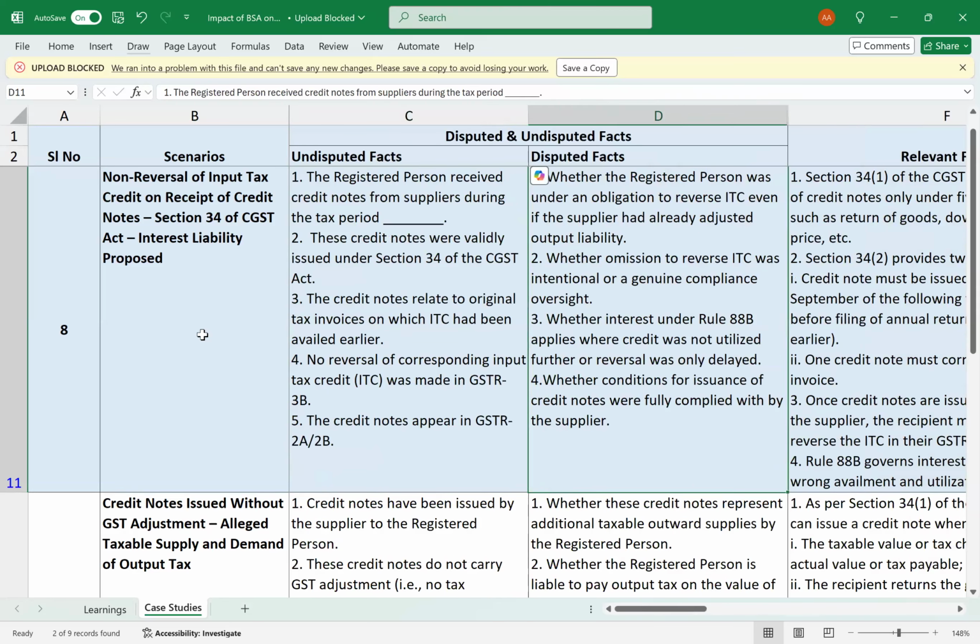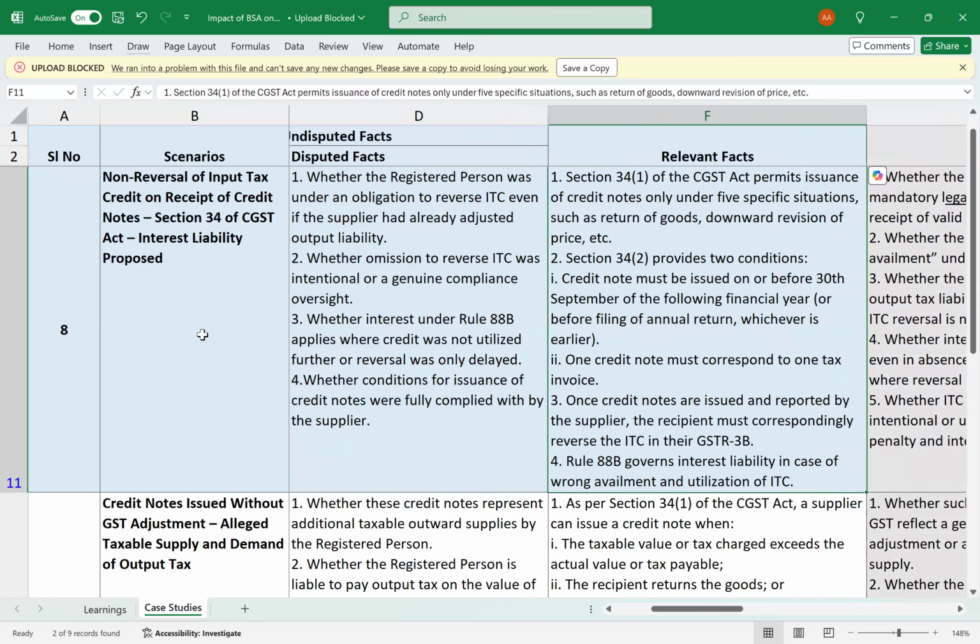So, ma'am, the reason I took this scenario is that a lot of notices are coming merely on the basis of a credit note appearing in GSTR 2A. There was a scenario where a supplier issued an invoice by mistake, and to cancel that invoice, they issued a credit note themselves. So the recipient has neither booked the invoice nor booked the credit note. Then where is the liability? There is no liability, ma'am.